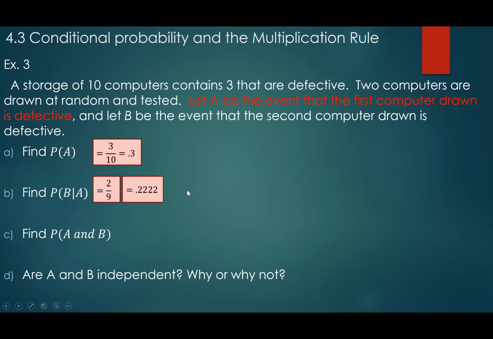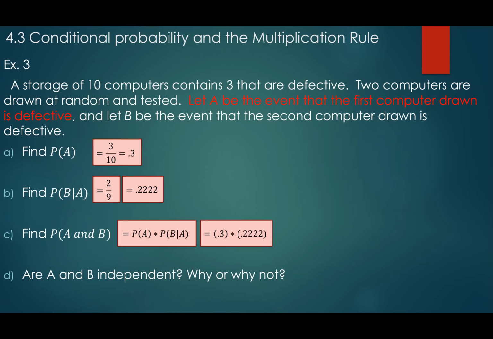And do we always take one out when finding B given A for part B? Yes, if they are dependent. If they are dependent, yes, you have to deduct them. And part C is basically just multiplying them. And are A and B independent? As you can see, they are not independent. Why are they not independent? Because, as I mentioned, the probability changes from the first one to the second one.